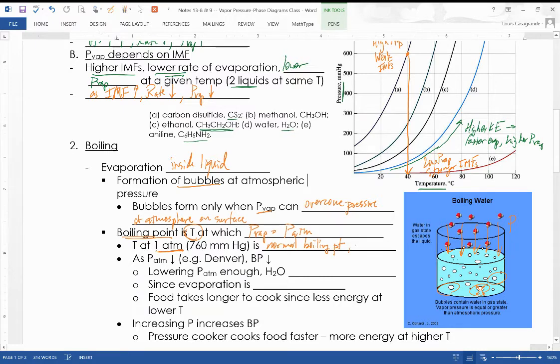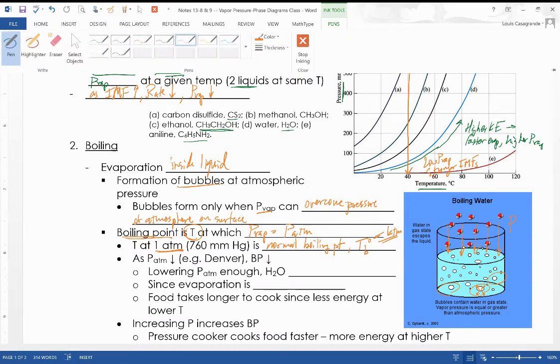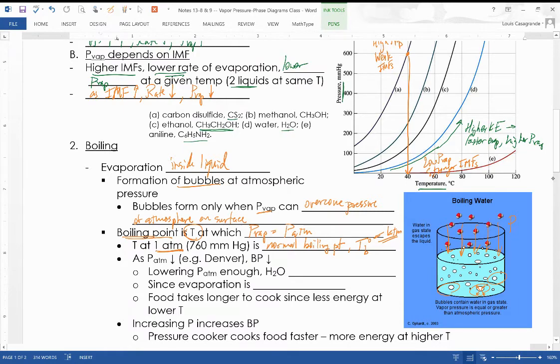And we label that T sub B, the B for boiling, T for temperature, and a little circle up here. That circle means 1 atmosphere. This means our standard state. We sometimes call that a TB naught. The 0 is a naught.